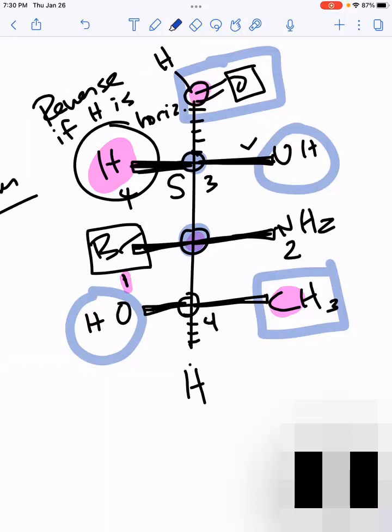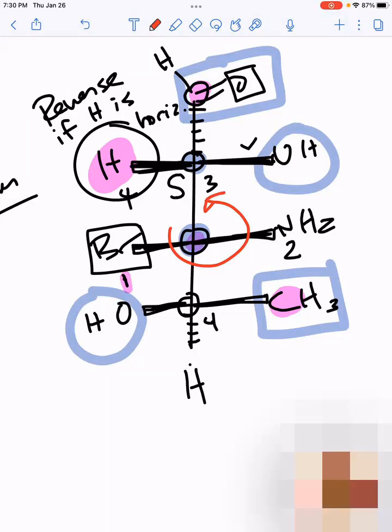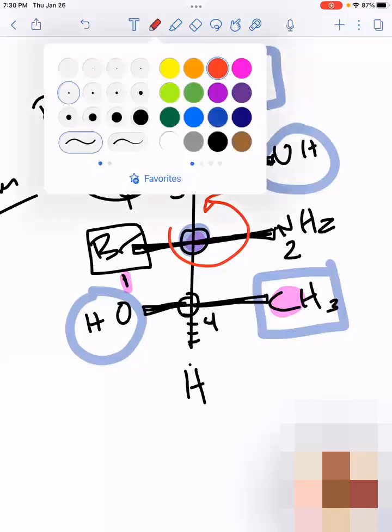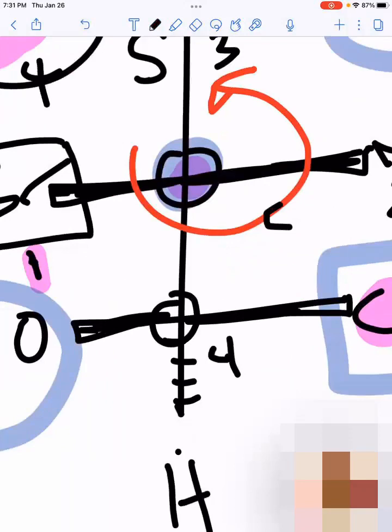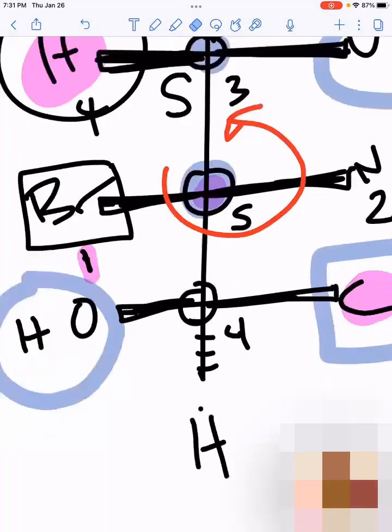So what do we have? 1, 2, 3. This looks counterclockwise. Is that right? Yes. I know it's confusing because it's flat, but the fourth group is vertical. Can you see that? So we're going to keep it, whatever it is. In this case, if it's counterclockwise, then that means it's S. Okay. I didn't do that. So that's also S.